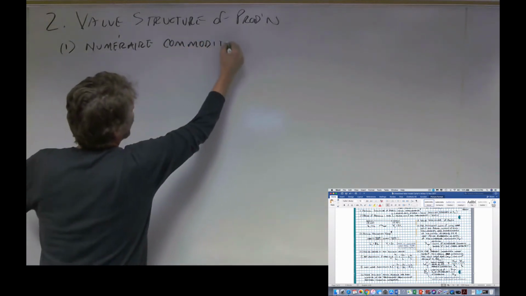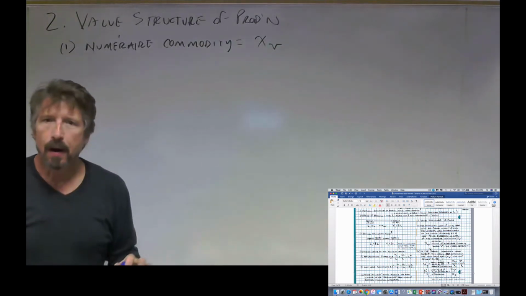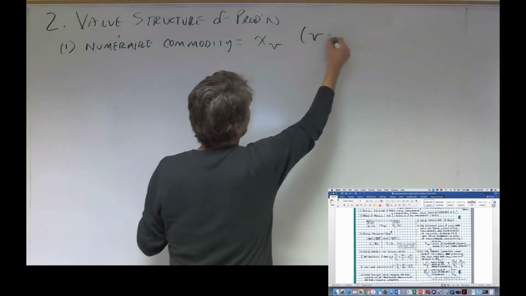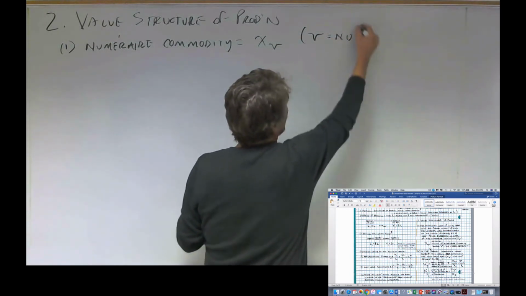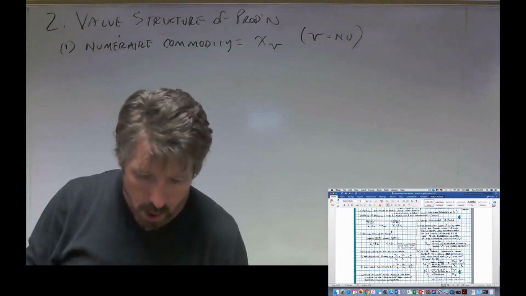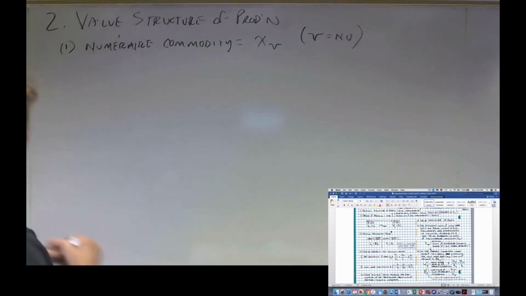All right, and the numeraire commodity is going to be here, x of nu. It looks like a Roman letter V, but it's the Greek letter nu, which stands for n. That's going to signify physical quantities of the numeraire commodity that are used as the measure of value.